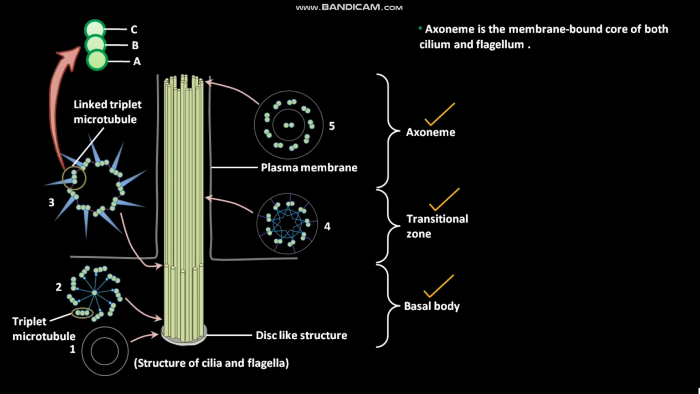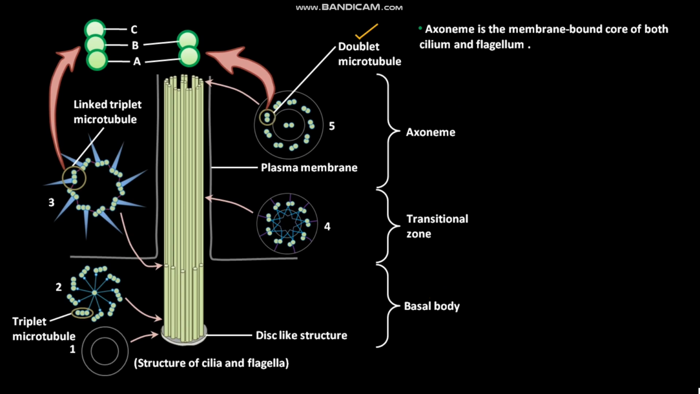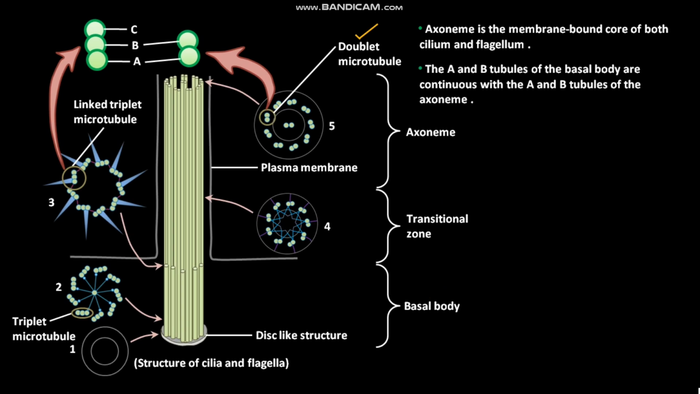The transverse section of axoneme consists of 9 peripheral doublet microtubules. Each doublet microtubule in a closer look generally looks like this. This doublet microtubule consists of A tubule and B tubule. The A and B tubules of basal body are continuous with the A and B tubules of the axoneme.